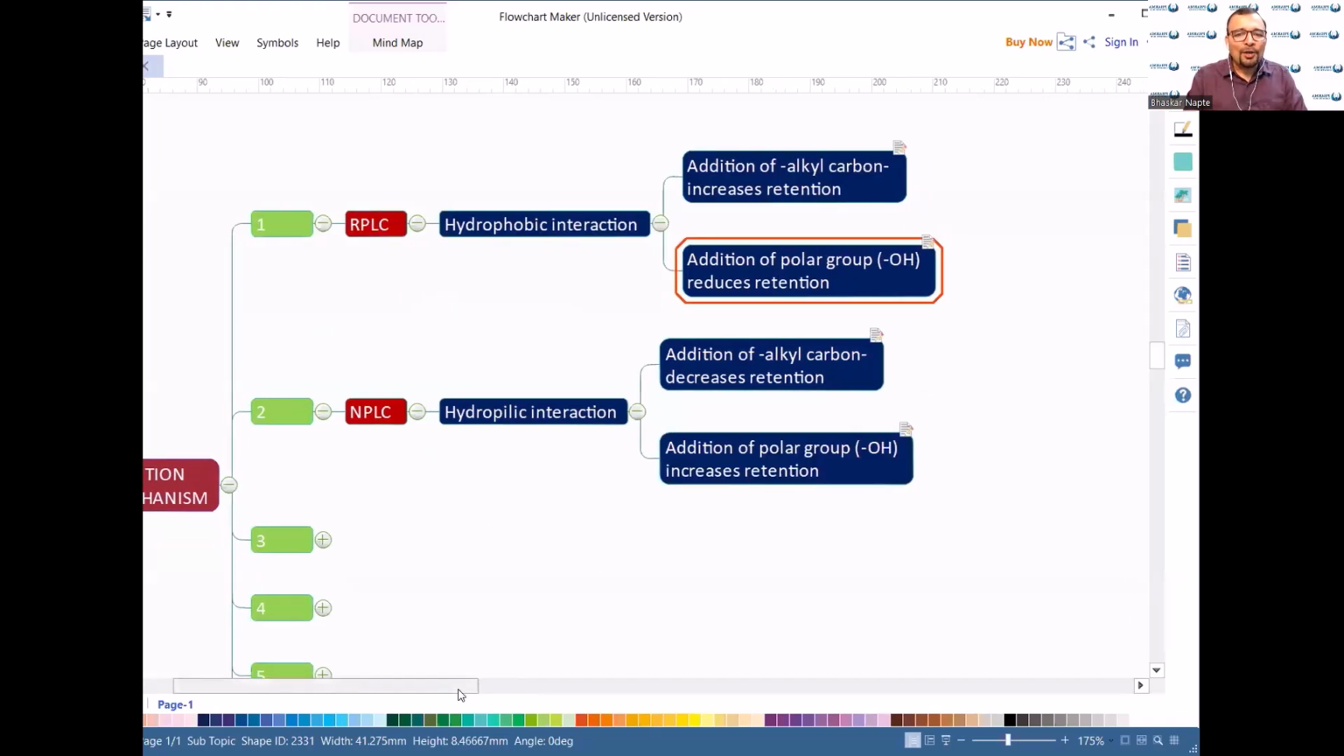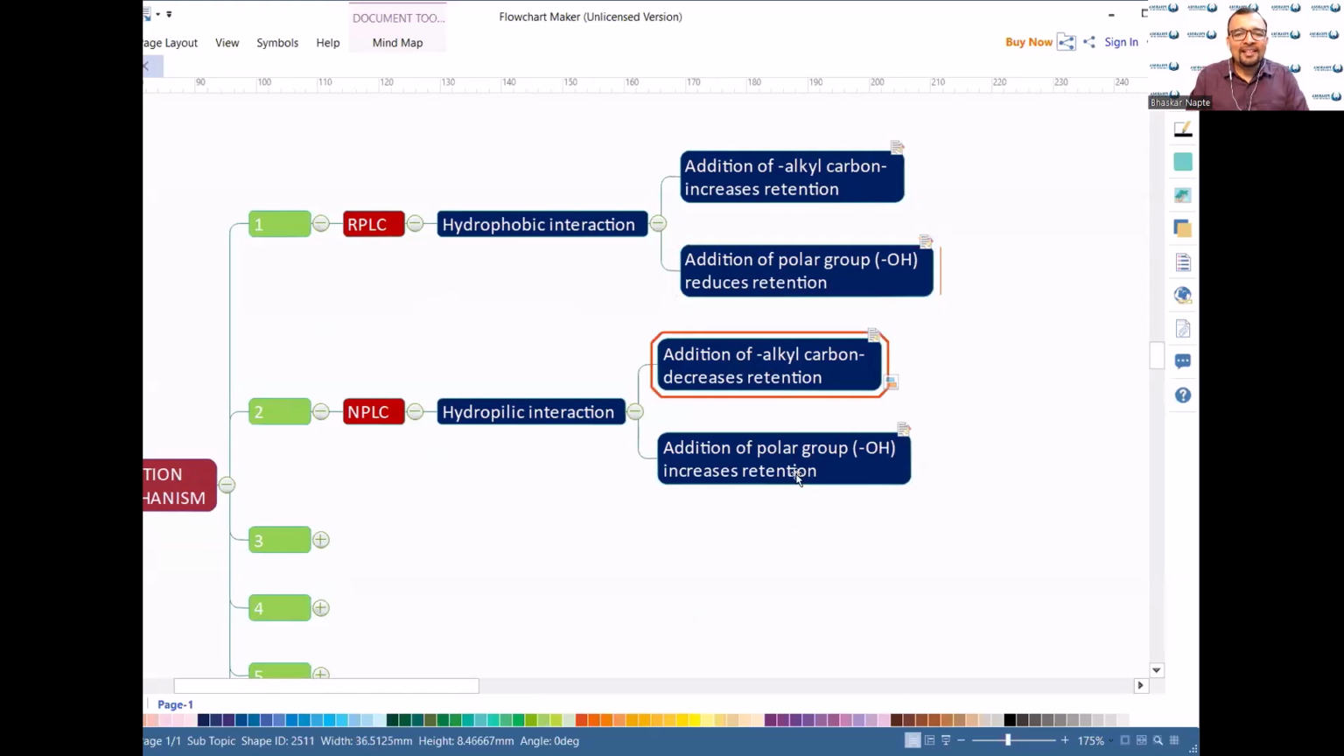So addition of alkyl carbon decreases the retention. Yes or no? Why does it decrease the retention? Please let me know in the comment box, with a one-statement answer. Why does the retention decrease with the increase of alkyl carbon groups? Why so? It is non-polar.